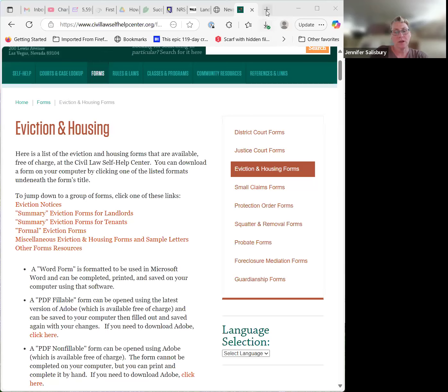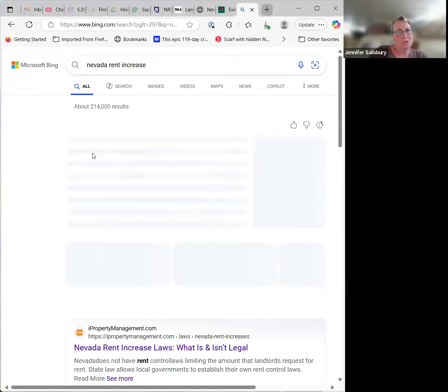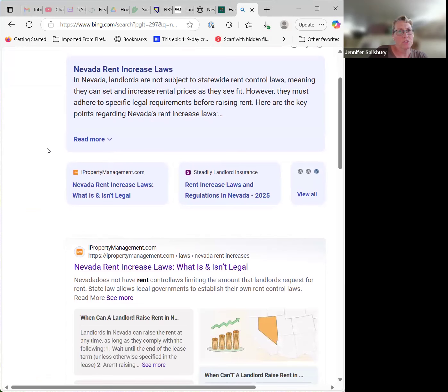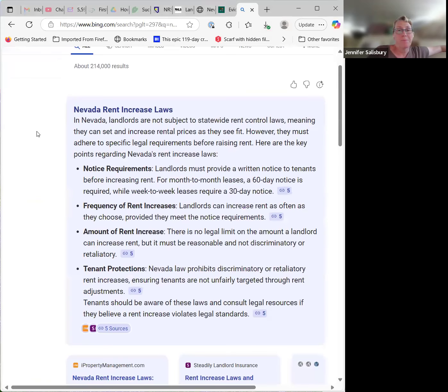In fact, let's just do Nevada rent increase. And I'm just throwing this in the Google or the Bing search. Okay, and AI is saying Nevada rent increase laws. In Nevada, landlords are not subject to statewide rent control laws, meaning they can set and increase rental prices as they see fit. So that's why they had said there isn't anything about rent increases.